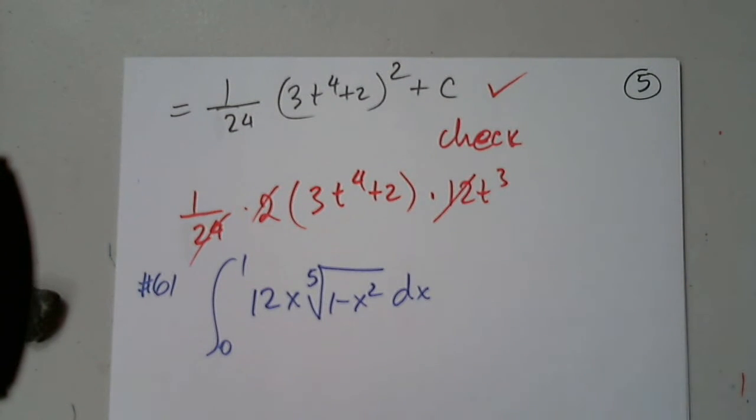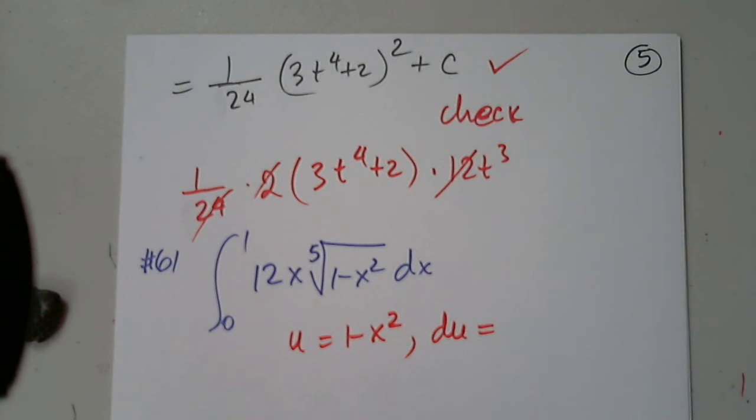I'm going to say, let u be 1 minus x squared. I need to find du. Without du, I can't continue because I can't change the integral. So can anyone give us du for this function?